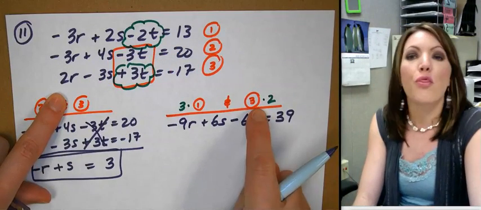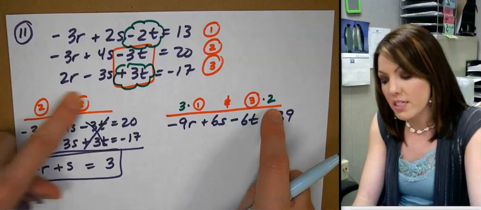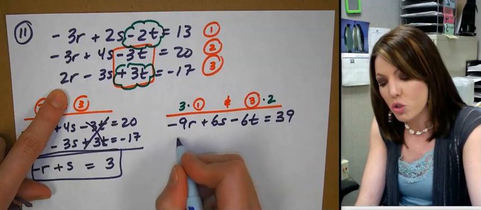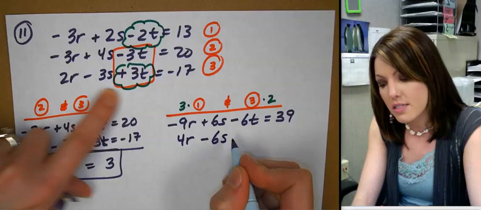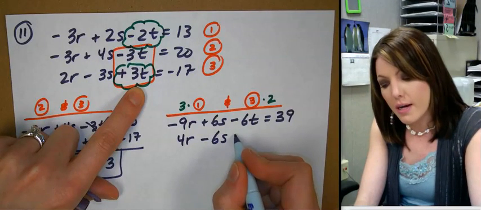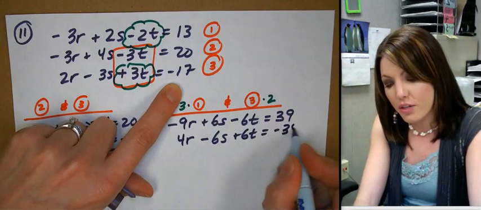Then we said the third equation we are multiplying everything in it by 2. So we're going to take each of these terms and multiply them by 2. 2r times 2 is 4r. Negative 3s times 2 is negative 6s. 3t times 2 is 6t. And negative 17 times 2 is negative 34.